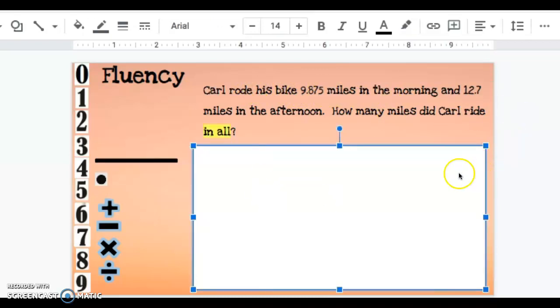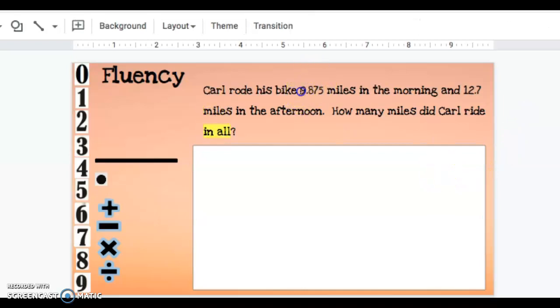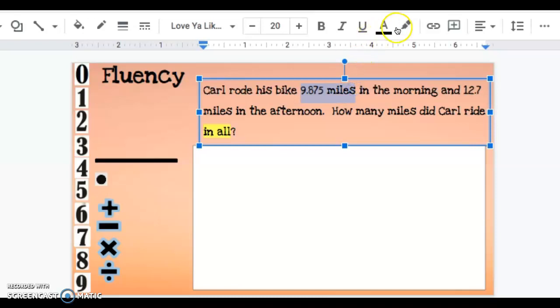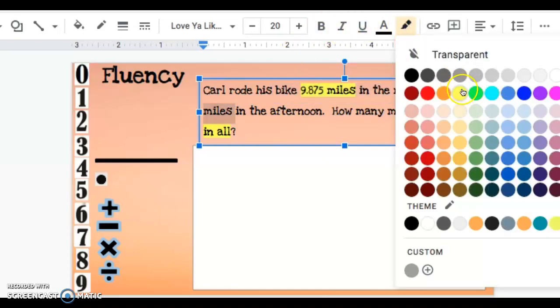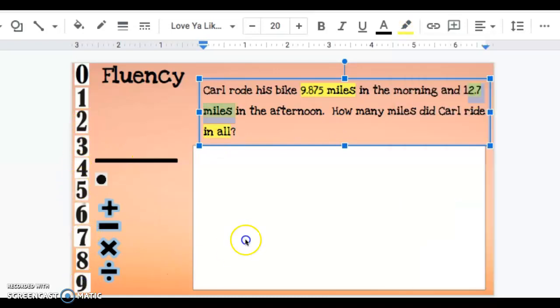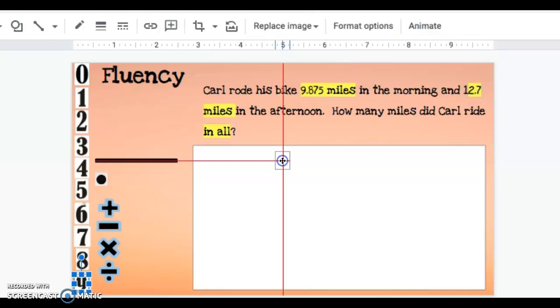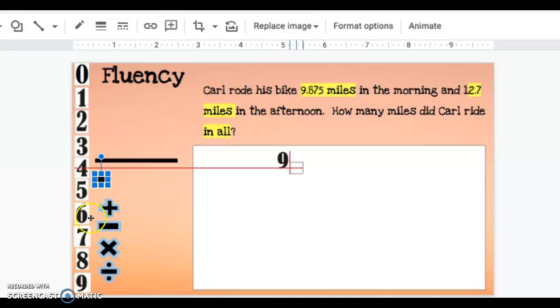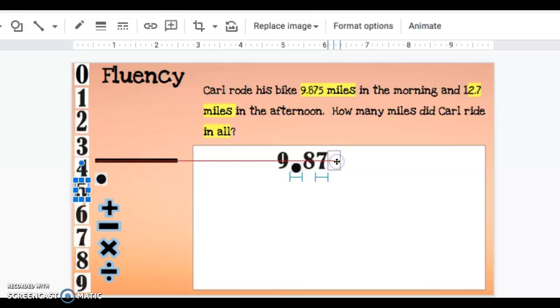So in order for us to solve this problem, we need to add our two numbers up. So we have to add what he rode in the morning, and then we have to add what he rode in the afternoon. So I'm going to start off by dragging my numbers, 9.875, and then I'm going to say in the afternoon 12.7.